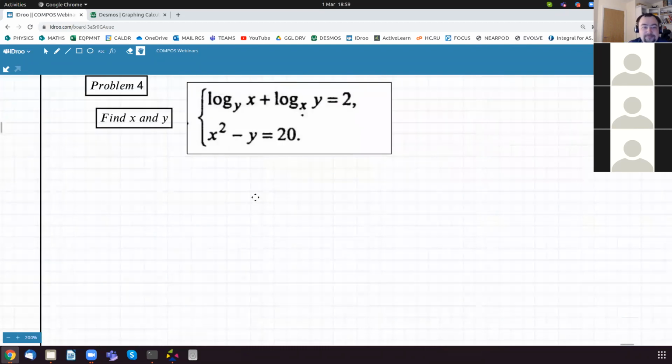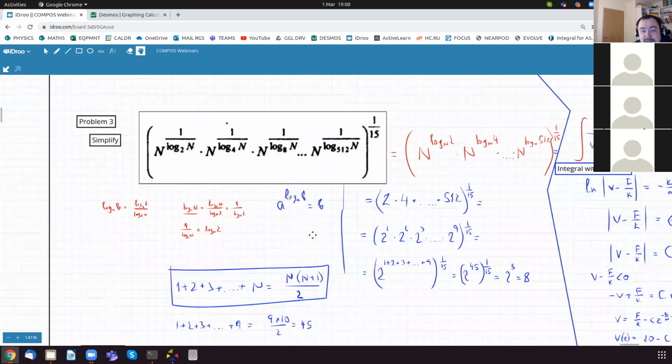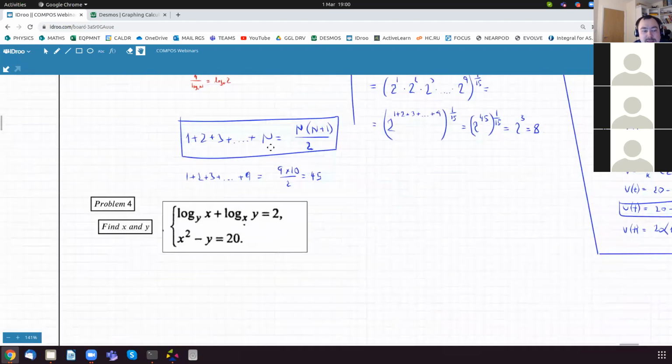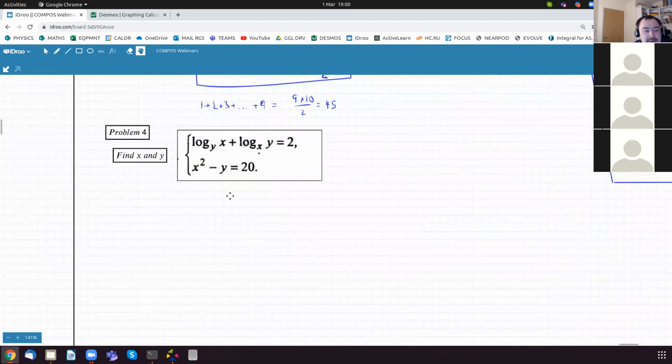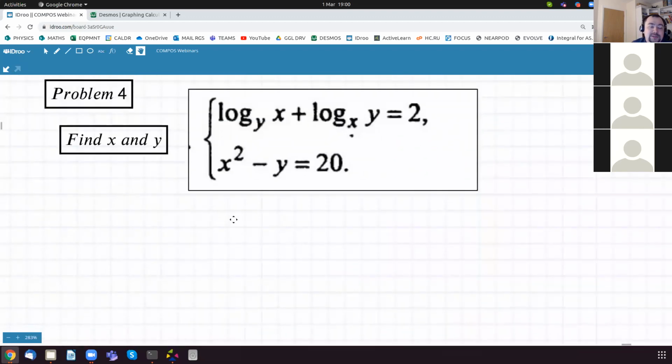Problem 4. Any questions on problem 3? Any questions here? I think it's very self-explanatory. The most difficult thing is just to see what to do. Somebody suggested to change the base to 2. Actually, that could work. I'm sure you would get to the same result, just in a slightly more complicated way.